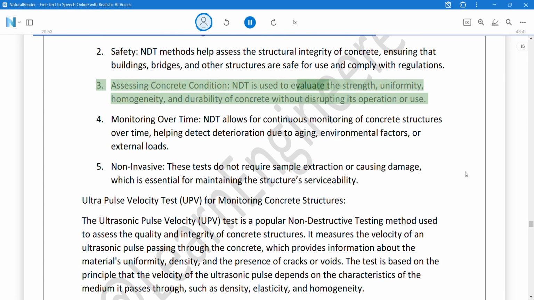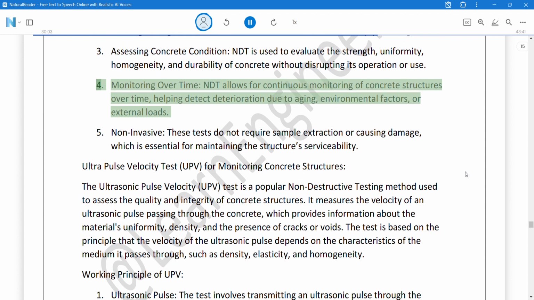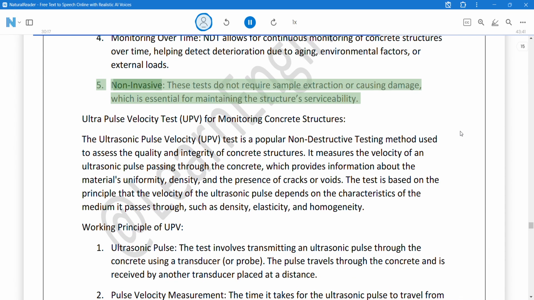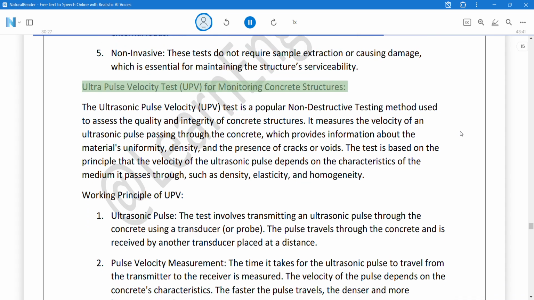3. Assessing concrete condition. NDT is used to evaluate the strength, uniformity, homogeneity, and durability of concrete without disrupting its operation or use. 4. Monitoring over time. NDT allows for continuous monitoring of concrete structures over time, helping detect deterioration due to aging, environmental factors, or external loads. 5. Non-invasive. These tests do not require sample extraction or causing damage, which is essential for maintaining the structure's serviceability.